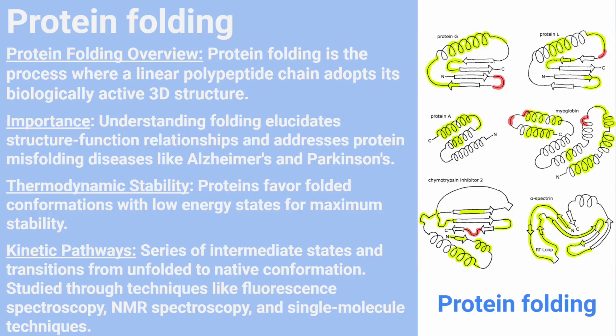So, in the case of thermodynamic stability, we can say that proteins tend to adopt folded conformations that represent low energy states, maximizing thermodynamic stability. The folded state of a protein corresponds to the global energy minimum on the folding energy landscape.